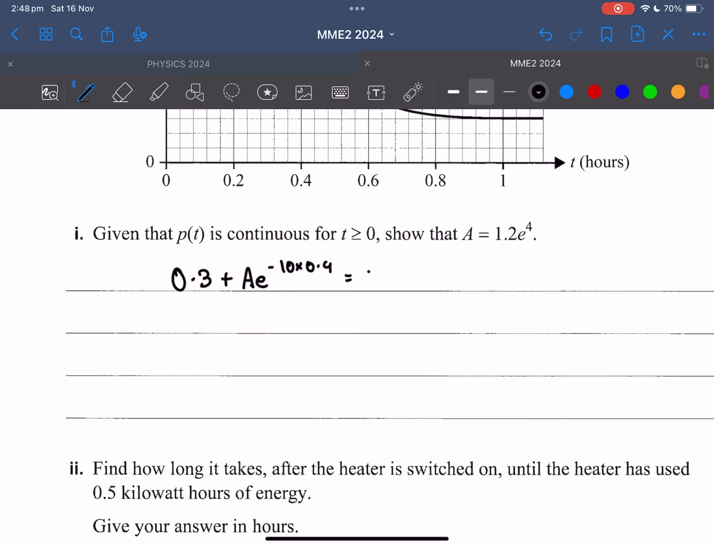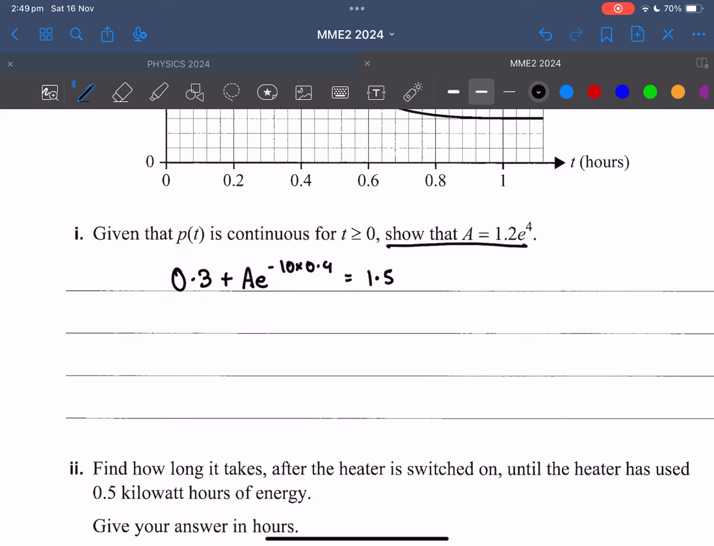is equal to 1.5. Now, whenever a question is asking you to show that, please make sure you list out all the steps and not just say in the next line that A is equal to whatever the answer is given. Please make sure you list out all of the steps that you took to get to the answer. That's the point of the show that questions, okay?